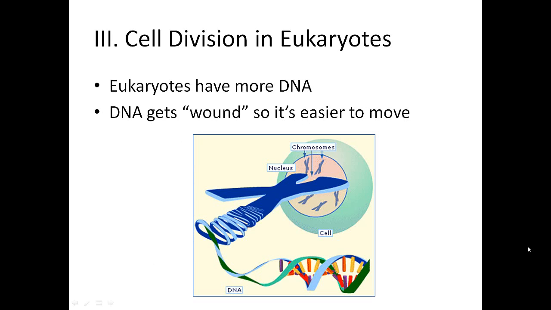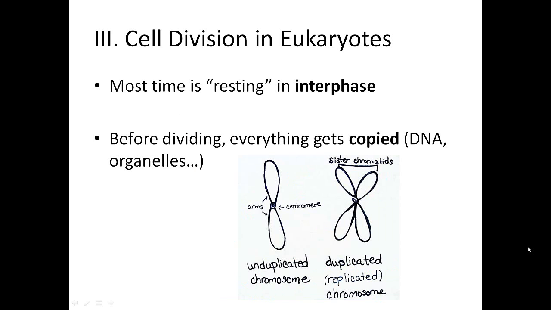So we just looked at prokaryotes, the bacteria. We mentioned in the last video that DNA gets wound so it's easier to move in eukaryotes. Most of the time it's in that spaghetti phase, chromatin. Interphase is the phase where the cell is resting and DNA is most likely in that form. However, before the cell divides, absolutely everything needs to get copied, because if it didn't, your two resulting cells, your daughter cells, would not be identical.